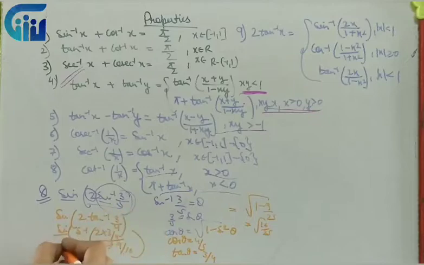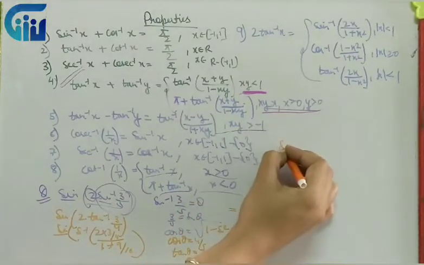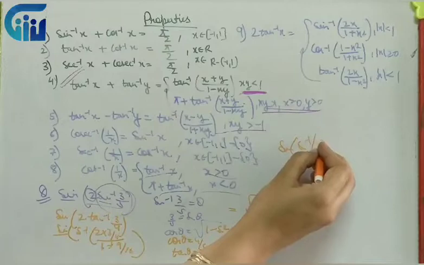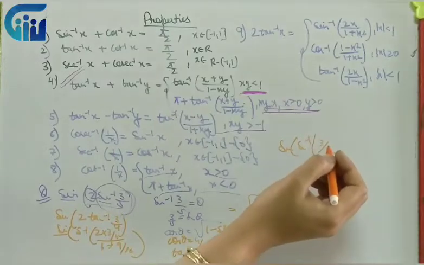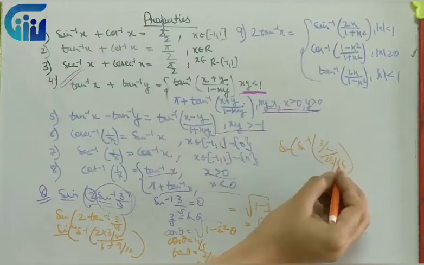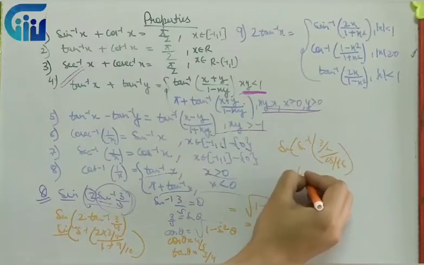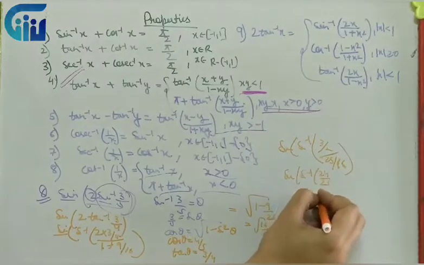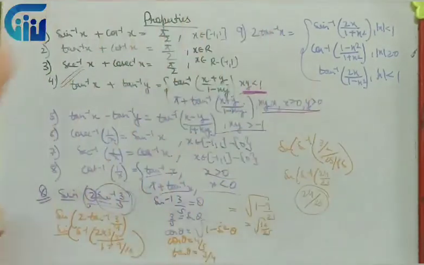If I solve it up, what will I get? Let's quickly solve it up. We will get sine of sine inverse 3 by 2, and if I solve 16 plus 9, 25 by 16. Solving this up, it will be sine inverse 24 by 25. So my answer will be 24 by 25, right?